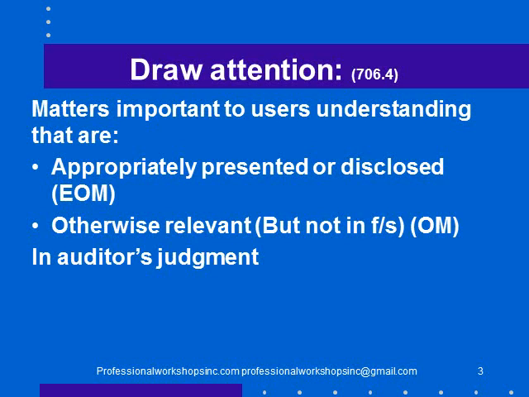Now, emphasis of matter and other matter paragraphs are to draw users' attention to important matters in the auditor's judgment. And there are two kinds: matters that are appropriately presented or disclosed in the financial statements, and those are emphasis of matter paragraphs, or otherwise relevant but not in the financial statements, and those are other matter paragraphs. So the only difference between an emphasis of matter and an other matter paragraph is that the first, emphasis of matter, is already appropriately mentioned in the financial statements, but an other matter is something that's relevant but not needed to be in the financial statements.